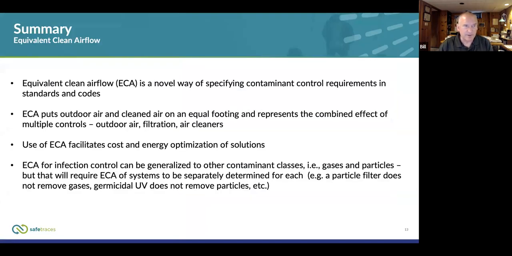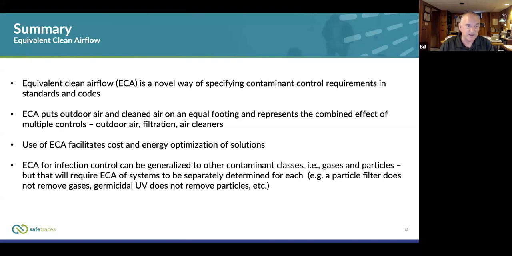So to wrap it up here, so the rest of the team can get on with things. Equivalent clean airflow is a novel way of specifying control requirements, and we think it's a novel and better way of doing it. It puts outdoor air and cleaned or treated air on an equal footing and gives us their combined effect in one number, which is a very useful concept that facilitates cost and energy optimization of solutions.